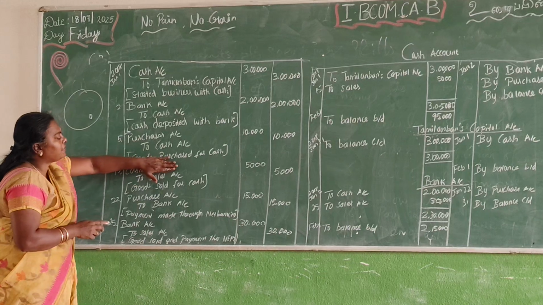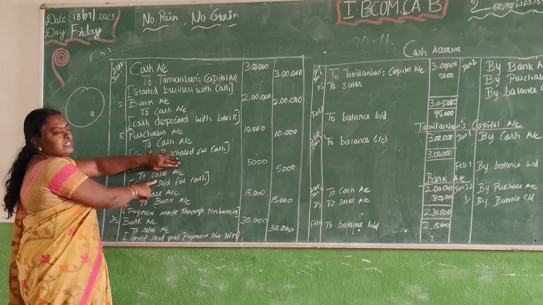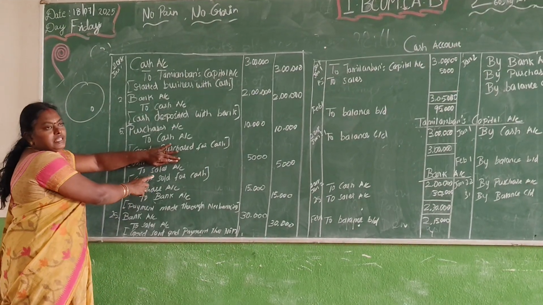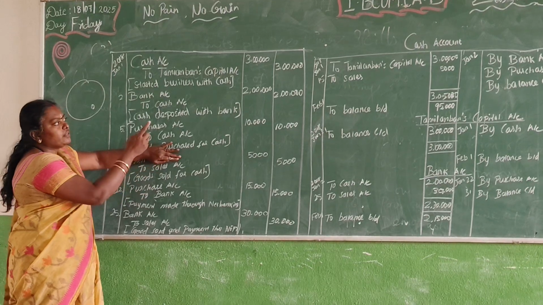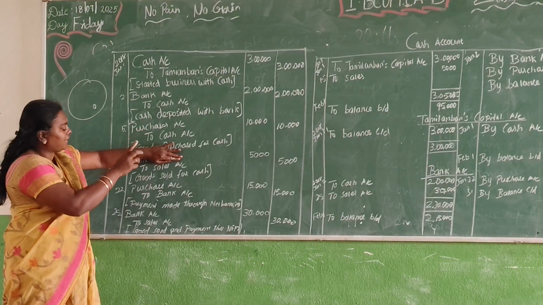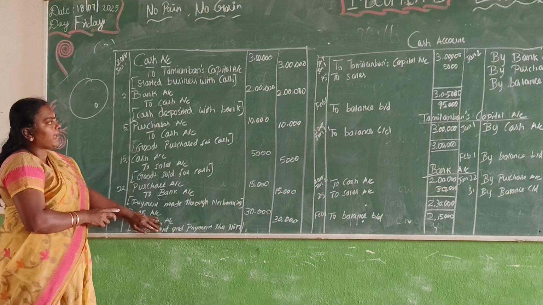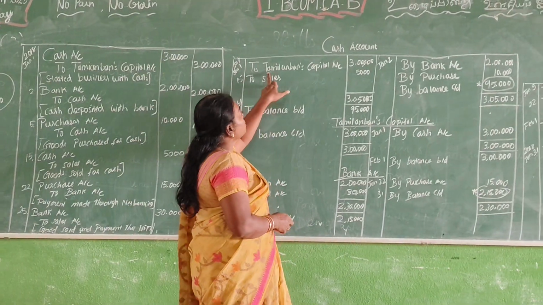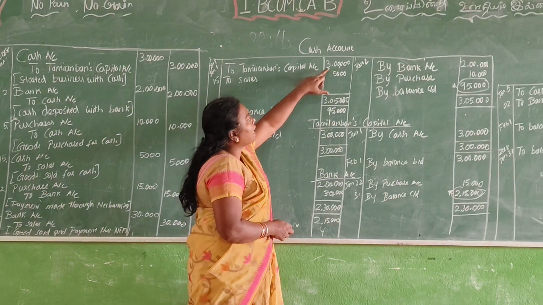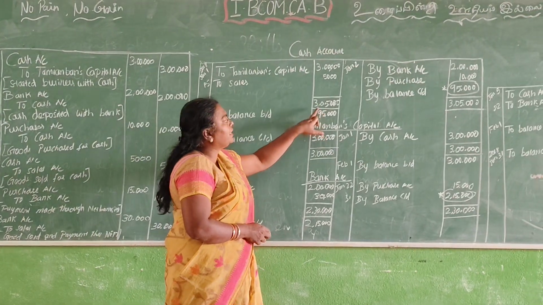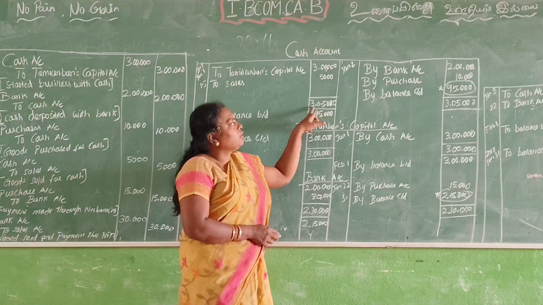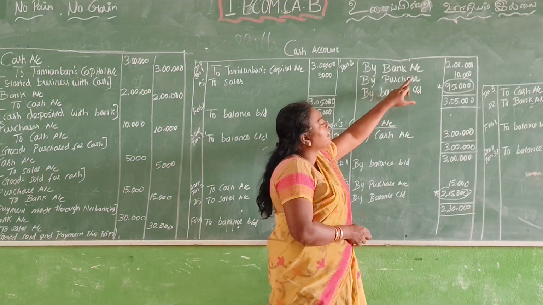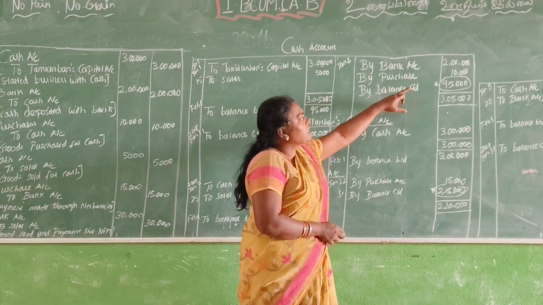Next, cash is on the debit side. You close it off. On the opposite side there is sales. It is on the credit side. If it is on the credit side, you have to post it on the debit side. Okay. So then there is no more cash. Again you come to the journal entry. You total the amount: 3 lakh plus 5,000. What will be the amount? 3 lakh 5,000. On this side, by bank account 2 lakh, by purchase 10,000.